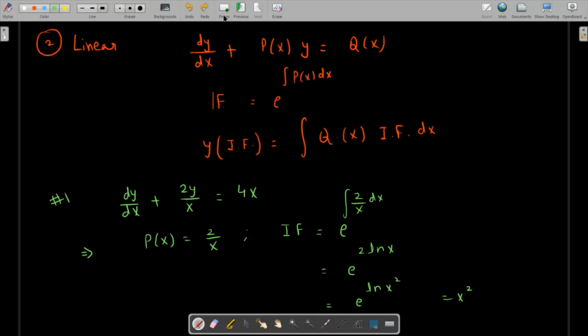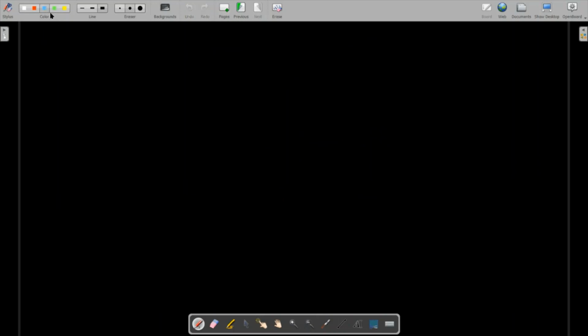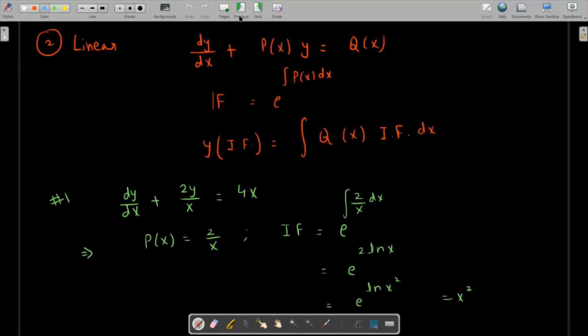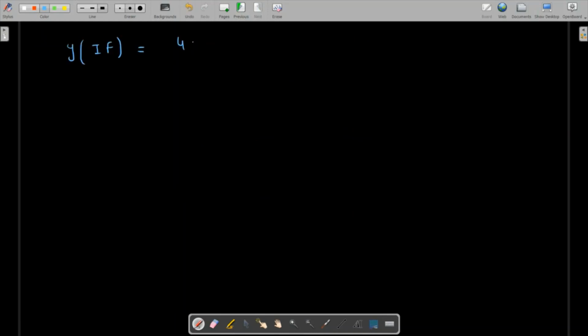So this is the integrating factor. So the solution is going to look like y times integrating factor is equal to, the right side is 4x, so it's going to be the integral of 4x times integrating factor dx. So I'm going to replace the integrating factor by x square. So this is y x square is equal to the integral of 4x times x square dx. So that's going to look like y x square is equal to the integration of 4x cube, which is x raised to the power 4 over 4 times 4, plus c.